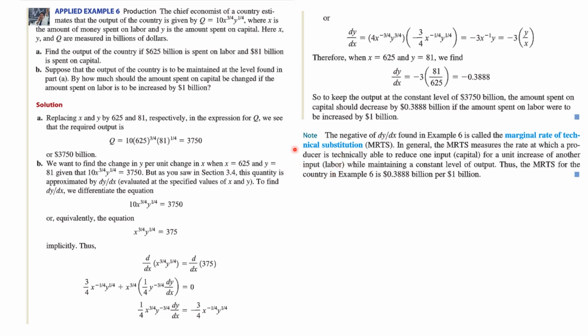Now, this is actually something economists do study, and the negative of that derivative is called the marginal rate of technical substitution. And in general, the marginal rate of technical substitution measures the rate at which a producer is technically able to reduce one input for a unit increase in the other input while maintaining a constant level of output. And this allows them to make decisions about how to manage the economy.